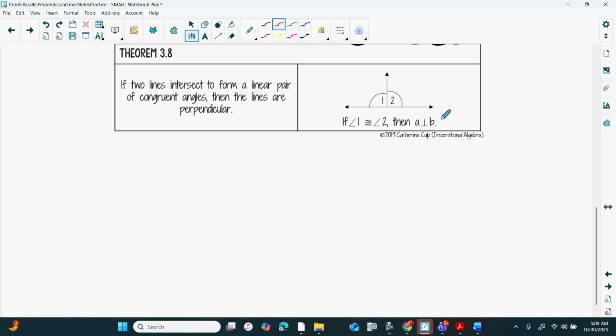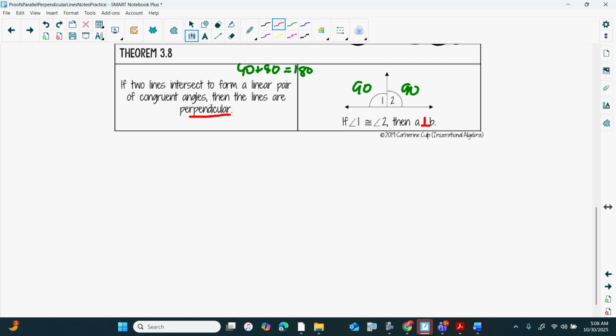That would mean that this side would have to be 90 and this side would have to be 90. So you have a total of 180, because if it's a linear pair, it equals 180. And that's if you just need to see that. So that means they would have to be congruent, and if they're both 90, then that's proving this upside down T means perpendicular.